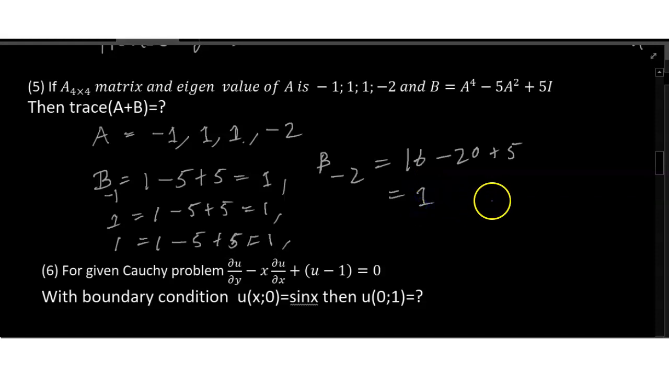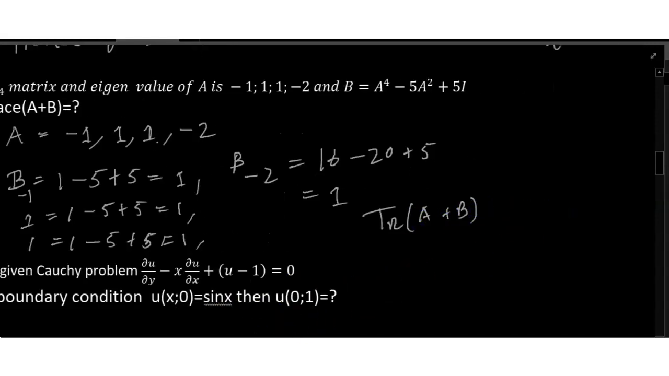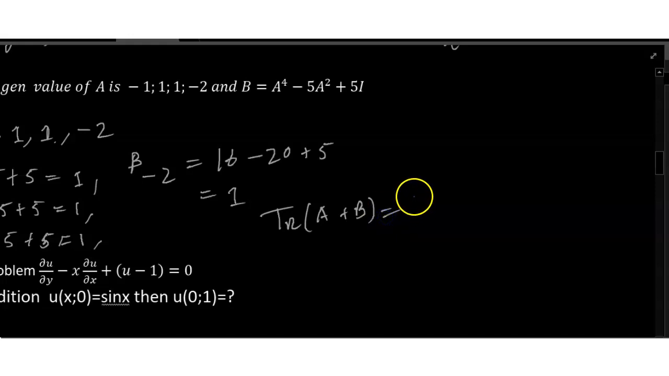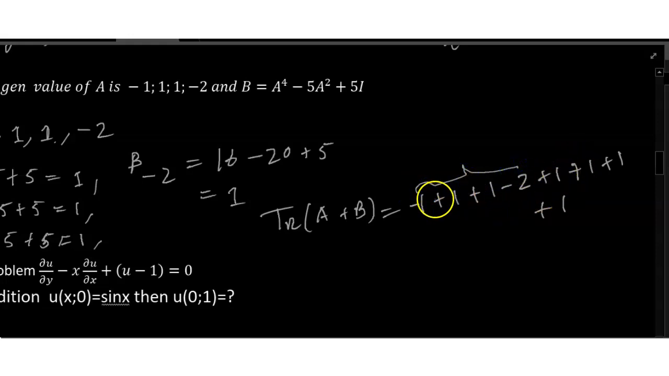1. So we get the trace of A plus B as minus 1 plus 1 plus 1 minus 2 plus 1 plus 1 plus 1 plus 1. So this portion and this portion cancel, and this portion and this portion cancel. So we get 3. So this value is 3.